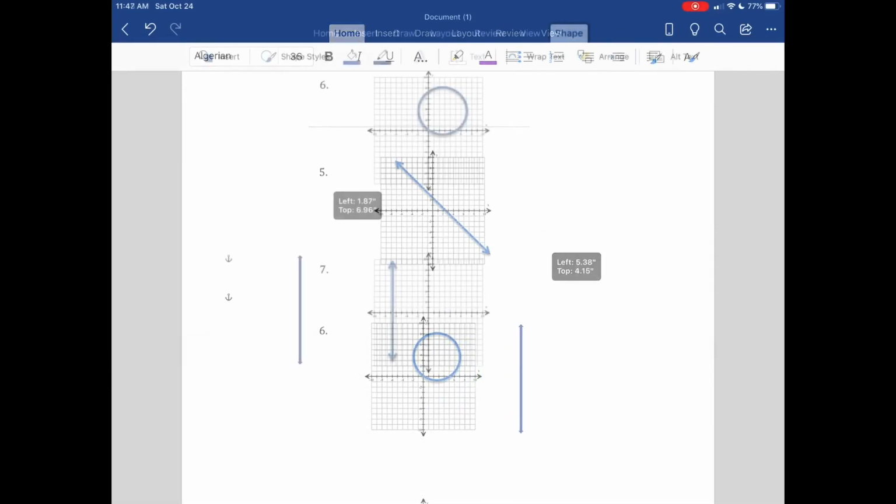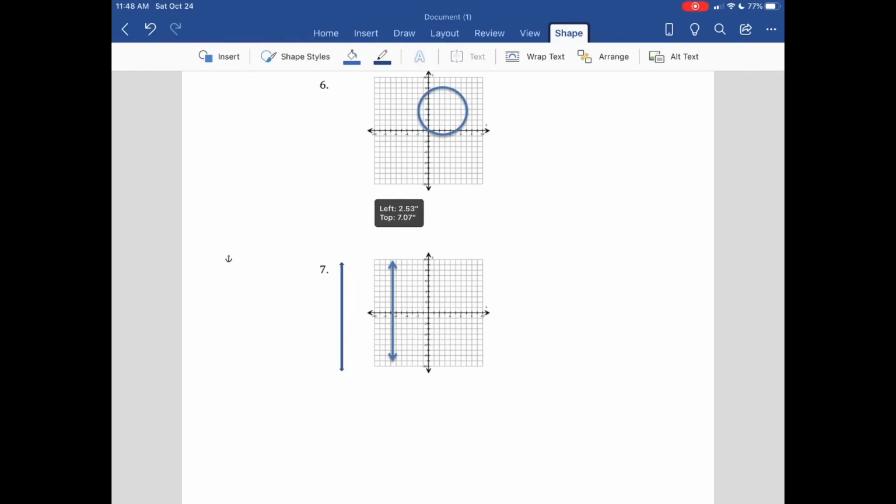7 is a little bit strange because 7 is in fact a vertical line. So let's see. Is this vertical line going to pass the vertical line test? Absolutely not. Every point that's on that line is on top of my vertical line. So 7 does not pass the vertical line test.